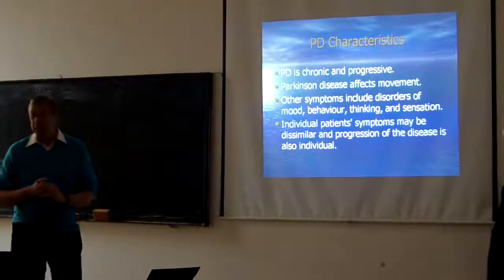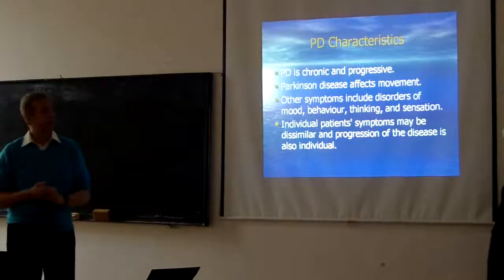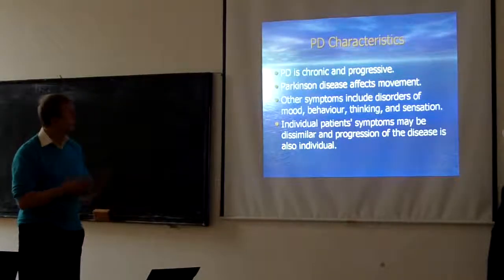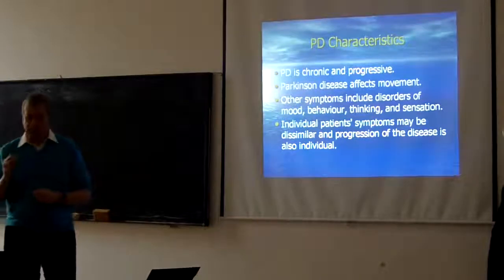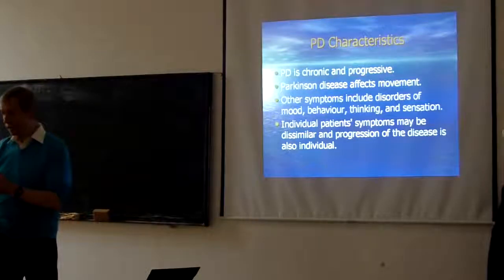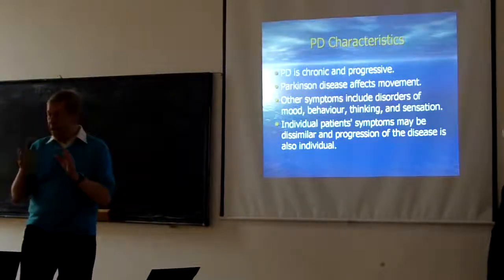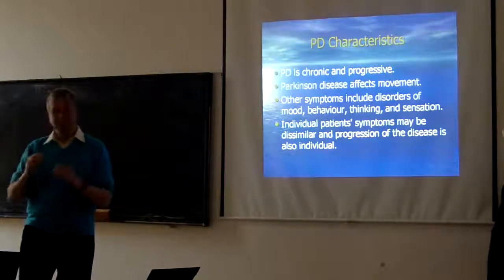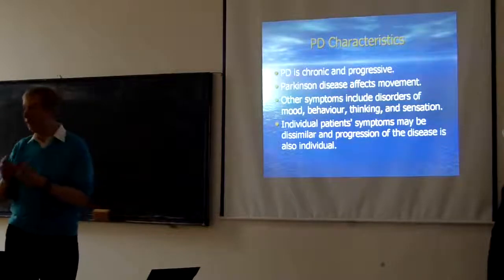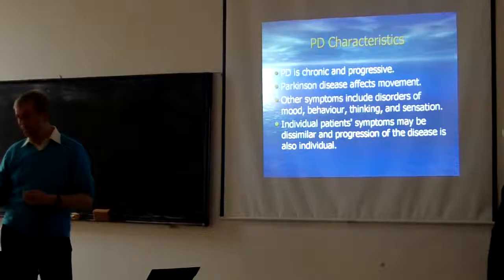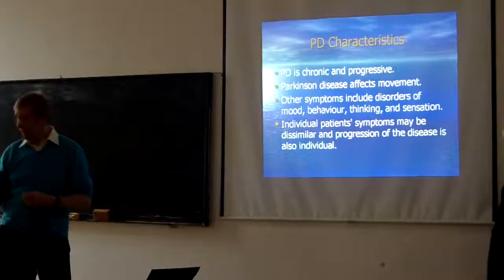It's chronic. Once you've got it, you've got it. It's progressive. It gets worse. It affects movement. It is more generally an older person's disease. But having said that, younger people can get it. All ages can get it, but it's very unlikely that you get it younger. The average age of onset of Parkinson's disease is 61, but that's just a statistical average.